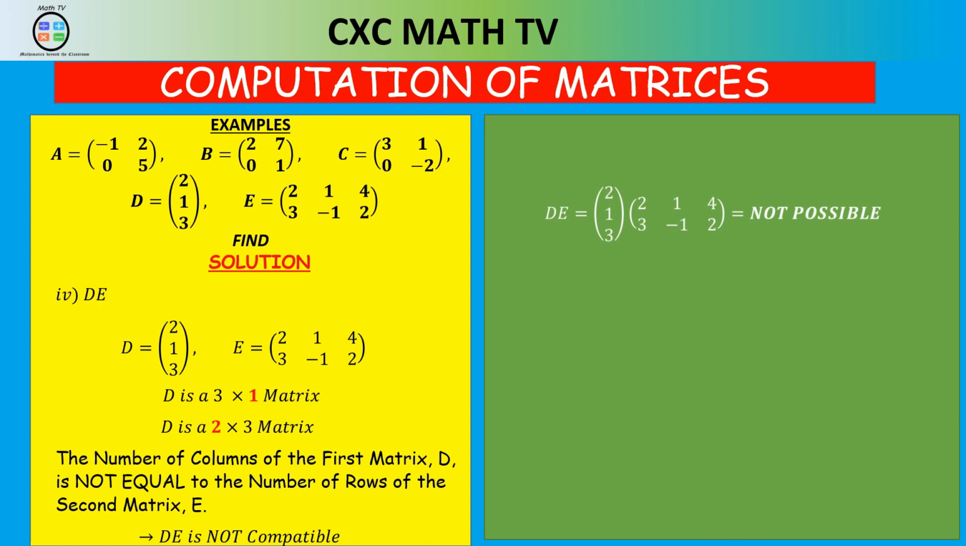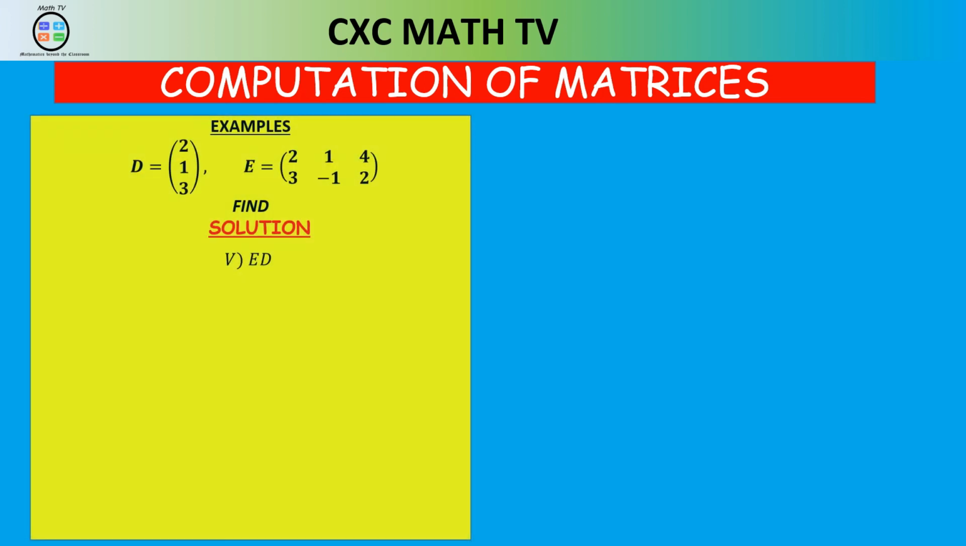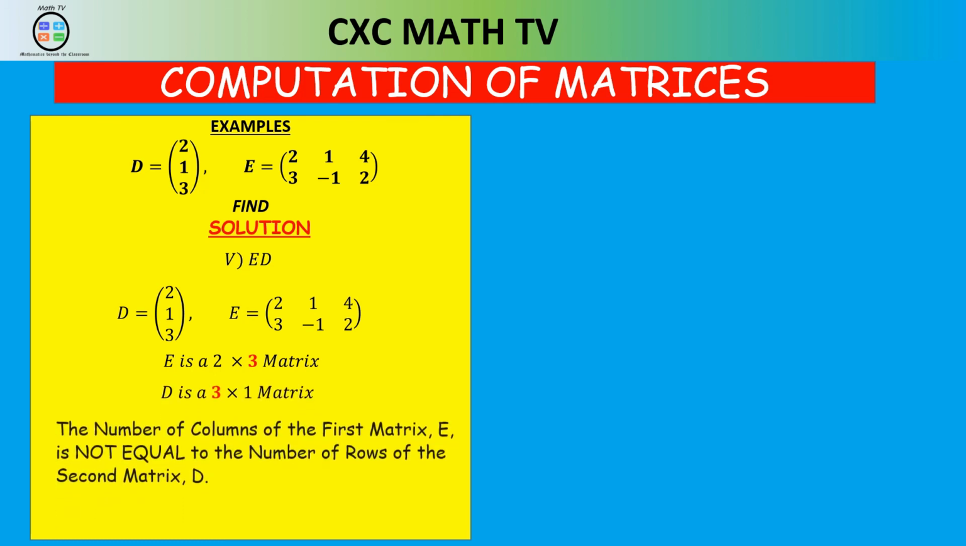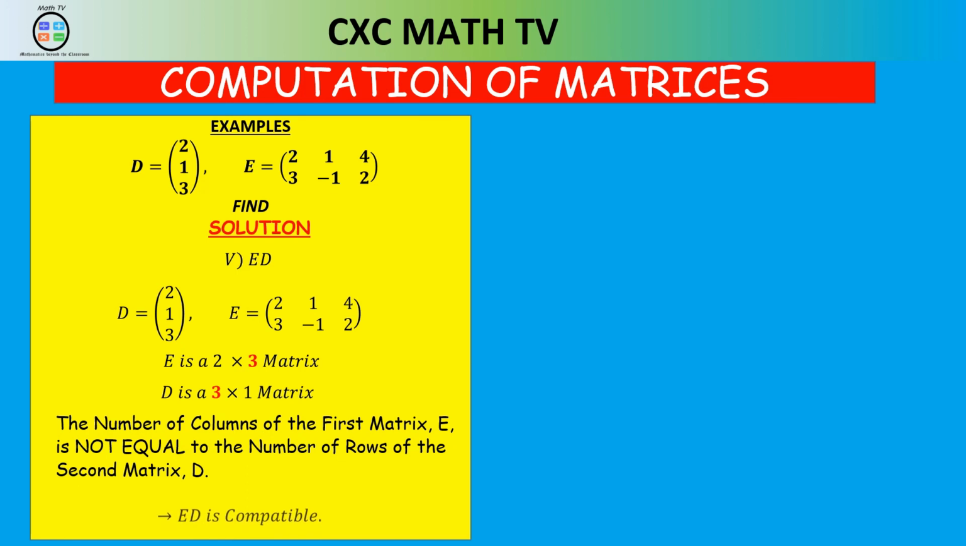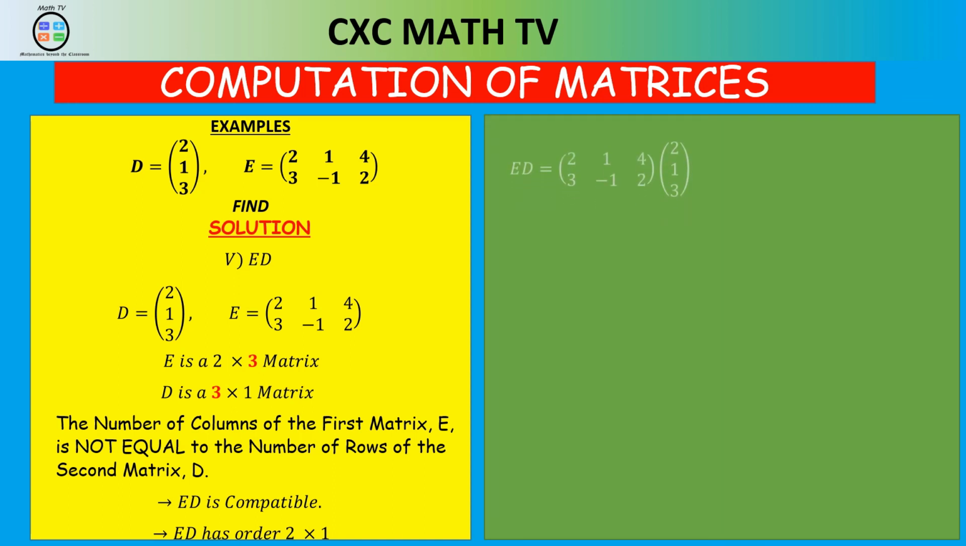Now what about finding E times D? Is this possible? Absolutely. So to find the matrix product E times D, E is a 2 by 3 and D is a 3 by 1. So we see that the number of columns of the first matrix E is indeed equal to the number of rows of the second matrix D. And so we can just go ahead and multiply them now. So E times D is compatible and the resulting matrix is going to be of order 2 by 1.